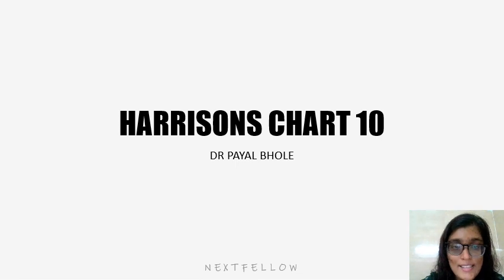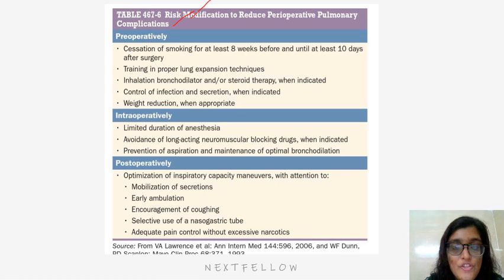Now let's discuss the next set of Harrison charts. Coming to risk modifications to reduce perioperative pulmonary complications. Preoperatively: cessation of smoking for at least 8 weeks before and until 10 days after surgery, training in proper lung expansion techniques, inhalational bronchodilator or steroid therapy, control of infection and secretion when indicated, weight reduction when appropriate.